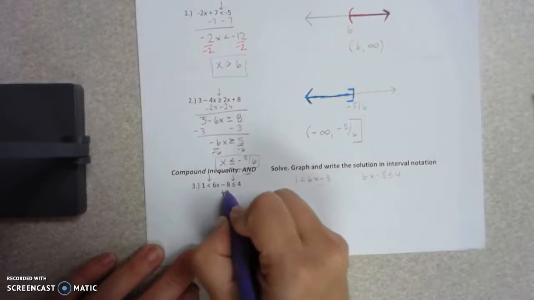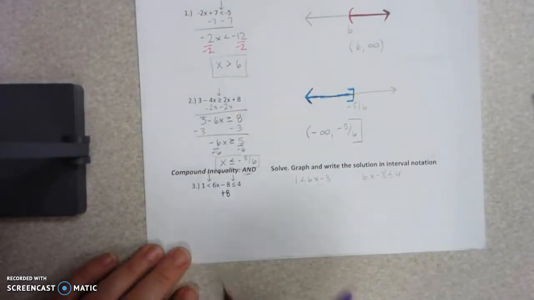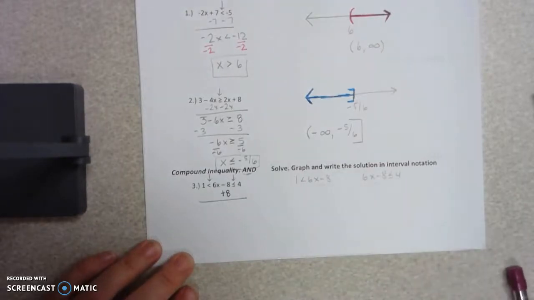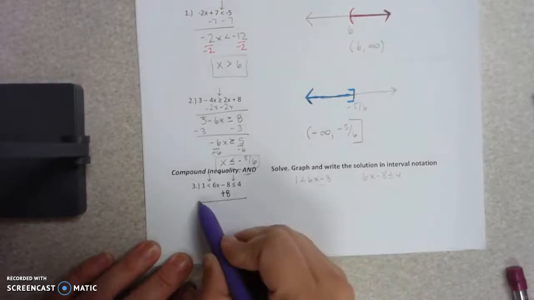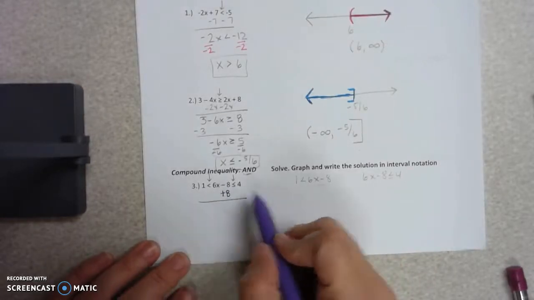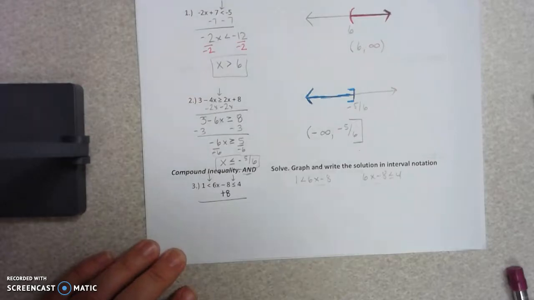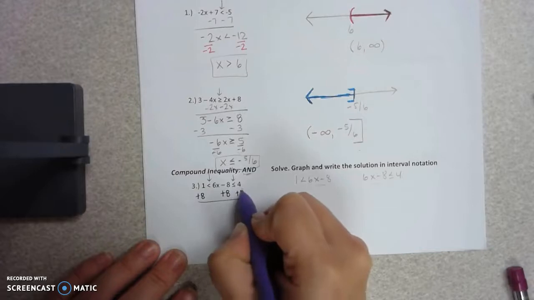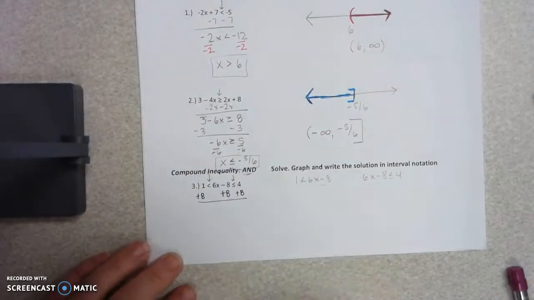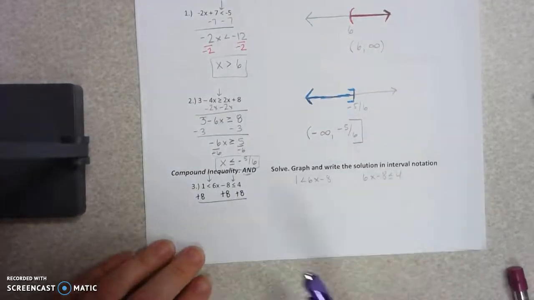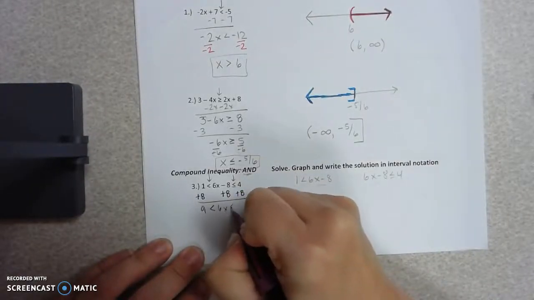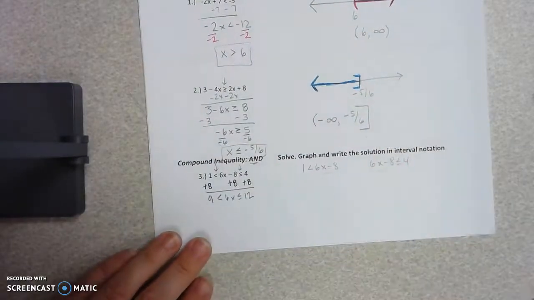I still want to isolate the variable. I'm going to do that by adding 8. Just like with equations, whatever you do to one part, you have to do to the other. This one just happens to have two sides, well, really the middle and two sides, so 3 parts where I need to add 8. So if I add 8, I've got to add 8 here and add 8 here. It's like there are two equal signs, so make sure you get both sides. Now that gives us 9 is less than 6x, which is less than or equal to 12.